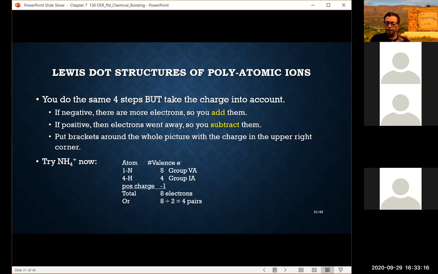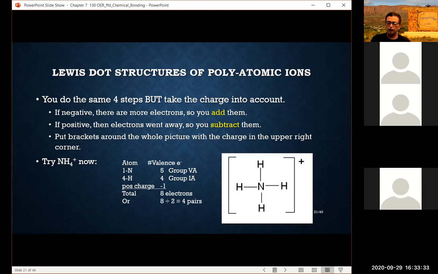It gives us 8, and we have 4 pairs, okay? So we've got 4 pairs to work with. The nitrogen is the central atom again. There are 4 hydrogens around it, so we can very quickly put nitrogen and just draw the hydrogens all the way around it, and we end up with this particular structure here, okay?